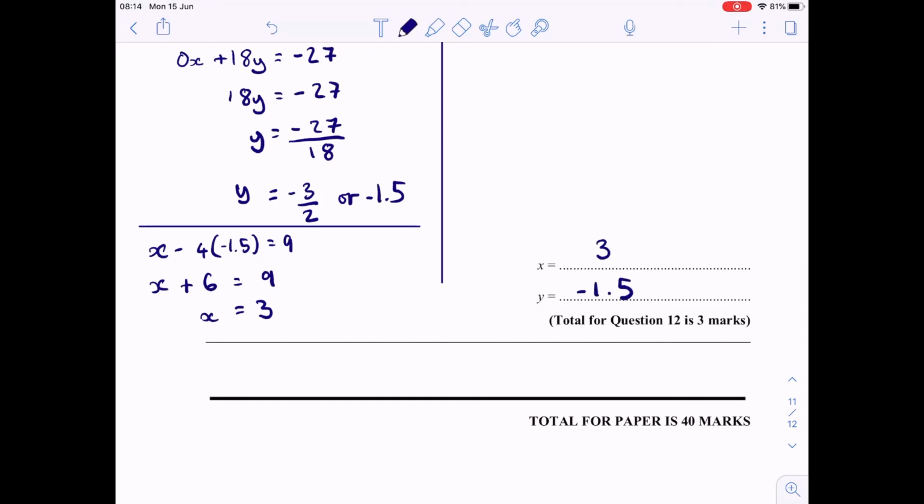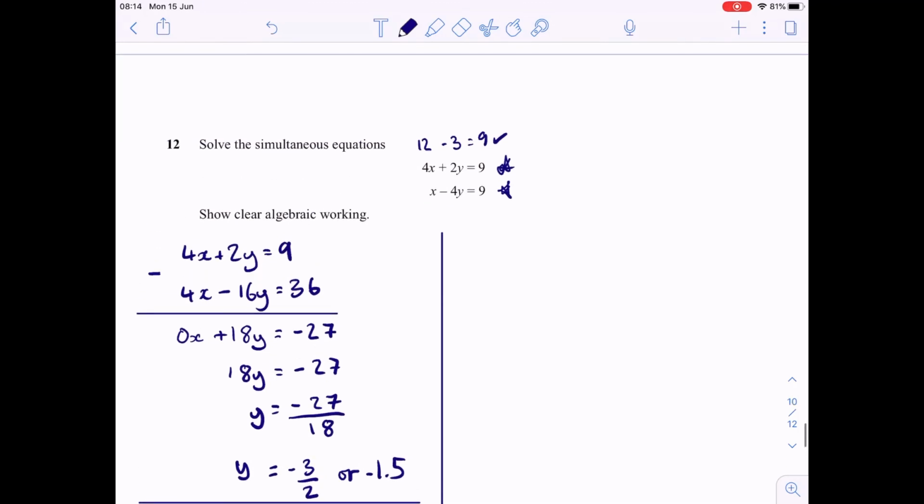Now I did say there was another way of doing this. If you wanted to, you could have made the y's the same, and in that case you would have been timesing the first equation by 2 and leaving the second equation as it was. Now I'm going to run through this one quite quickly. So our first equation would be 8x plus 4y equals 18, and our second equation would stay like this.